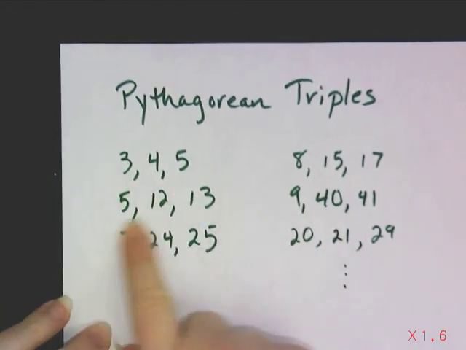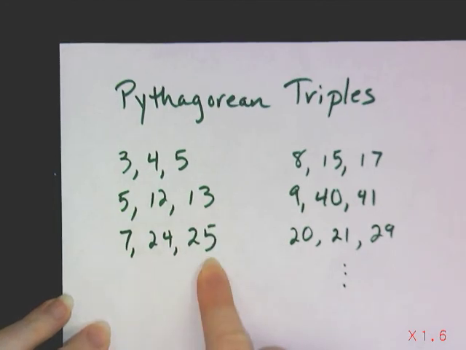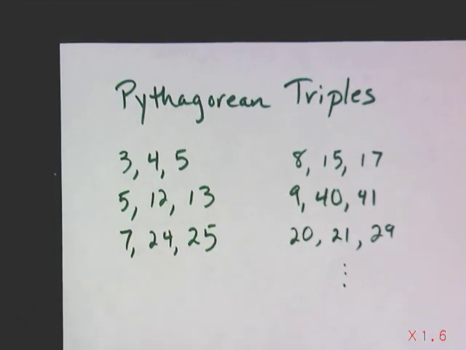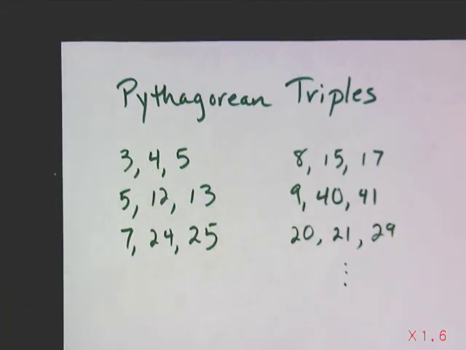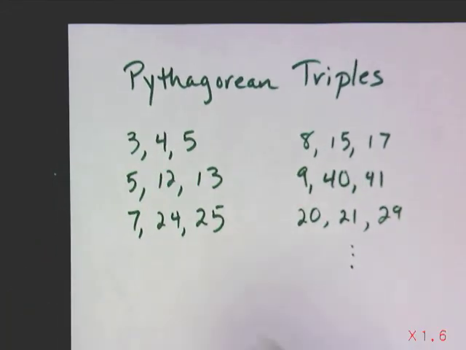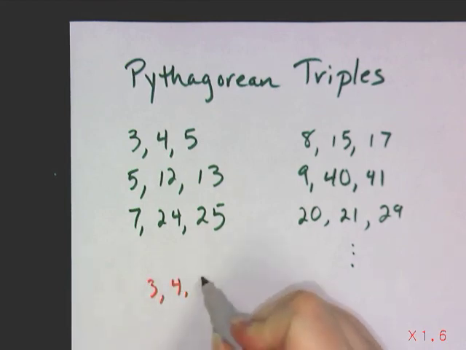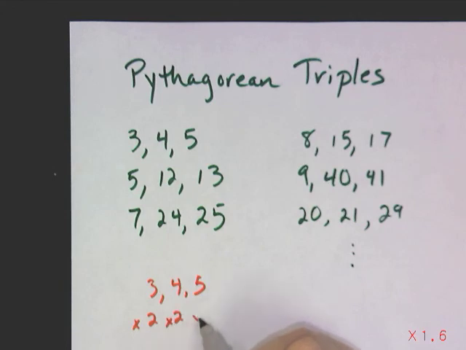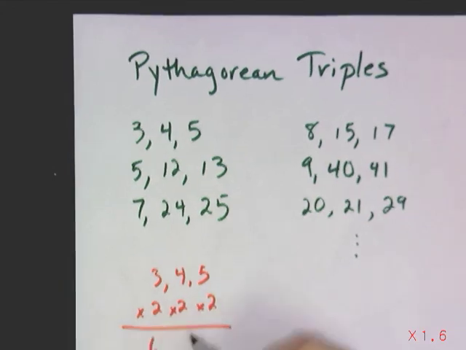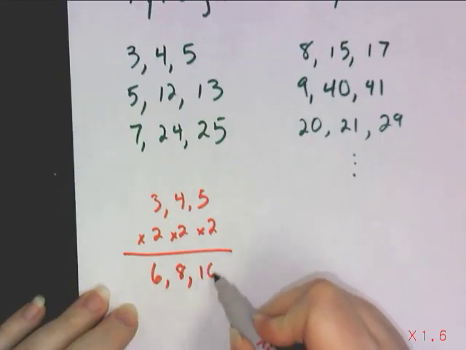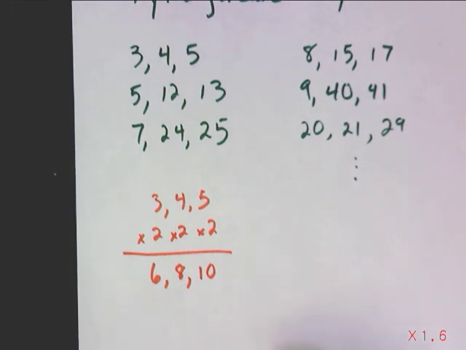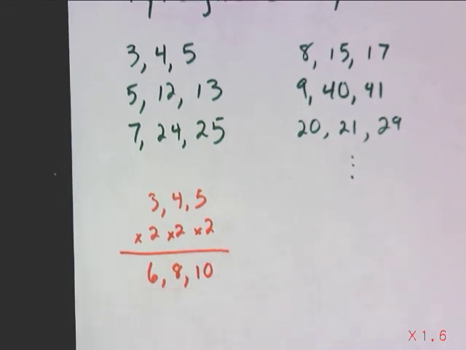But they're not the only ones. 5, 12, 13, 7, 24, 25. I've written a few more down over here, and there are infinitely many more. These are called primitive Pythagorean triples because I can take them, I can scale them up by taking every number and multiplying them all by the same scale factor, and that will give me another Pythagorean triple. So 6, 8, 10 could be the side lengths of a right triangle.